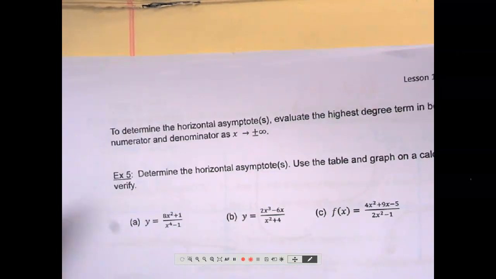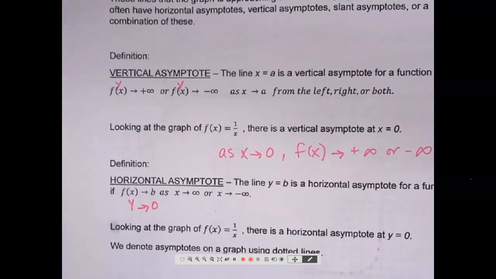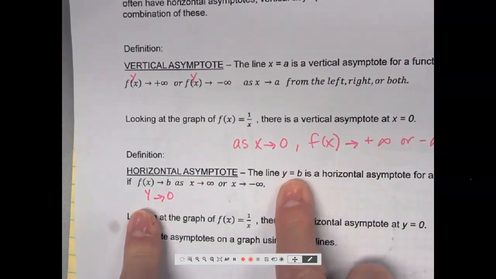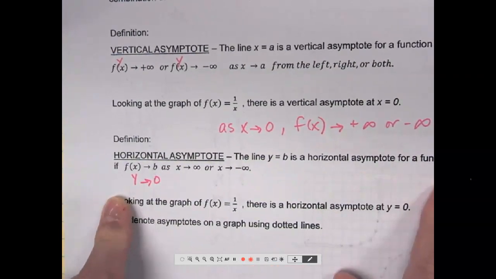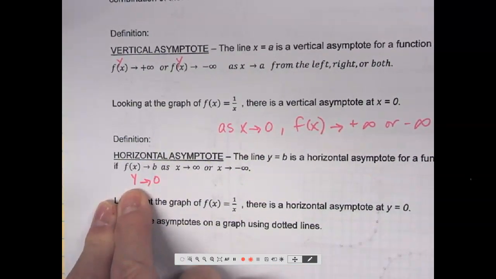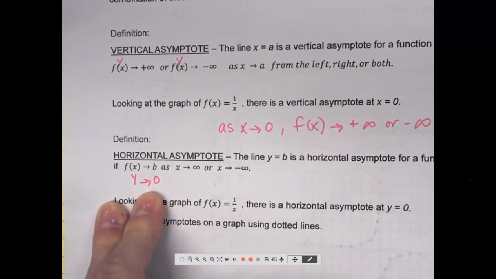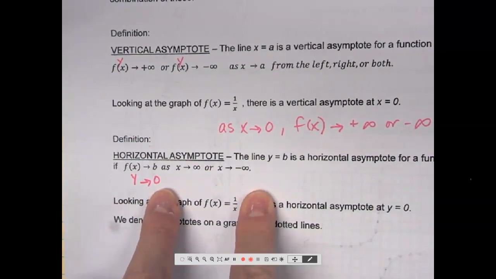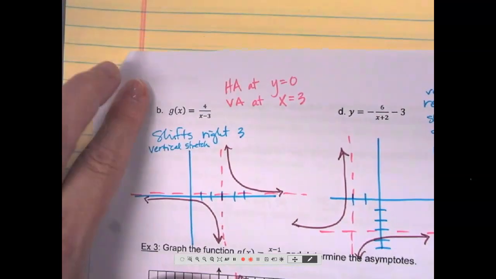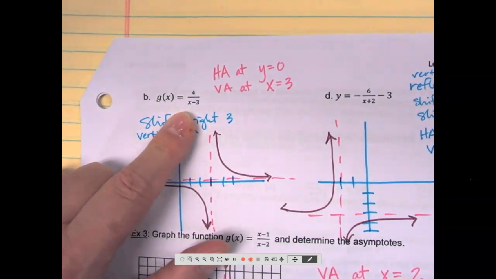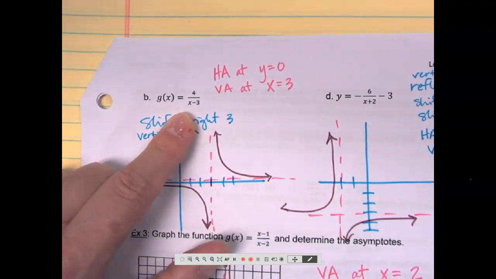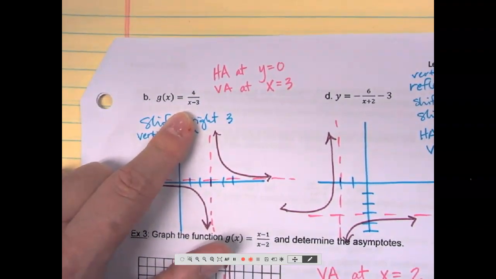Okay, so why is that? Remember the definition of a horizontal asymptote: there is a line that's a horizontal asymptote for a function if the y approaches that number as x approaches infinity or negative infinity. Okay, I want you to go back and look at this graph here. Imagine that the x is getting bigger and bigger and bigger. The denominator is going to get bigger and bigger and bigger, right?